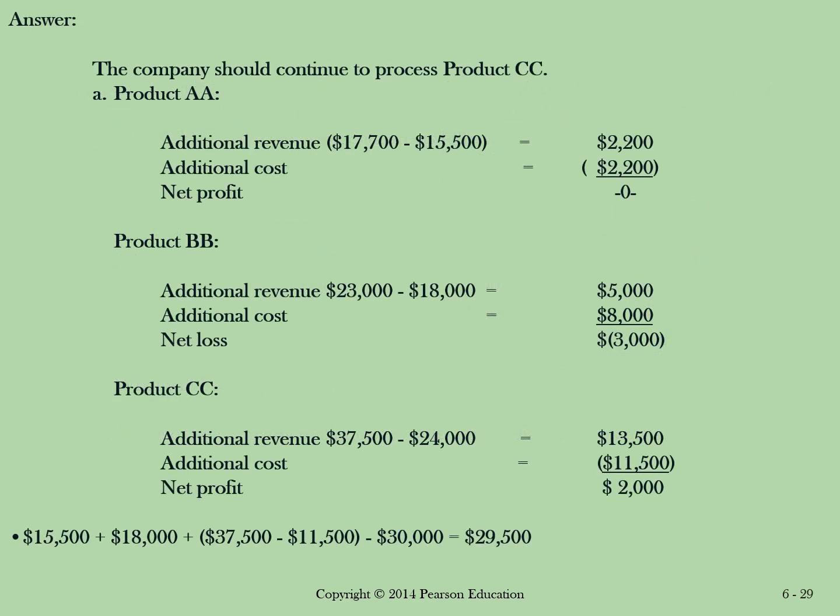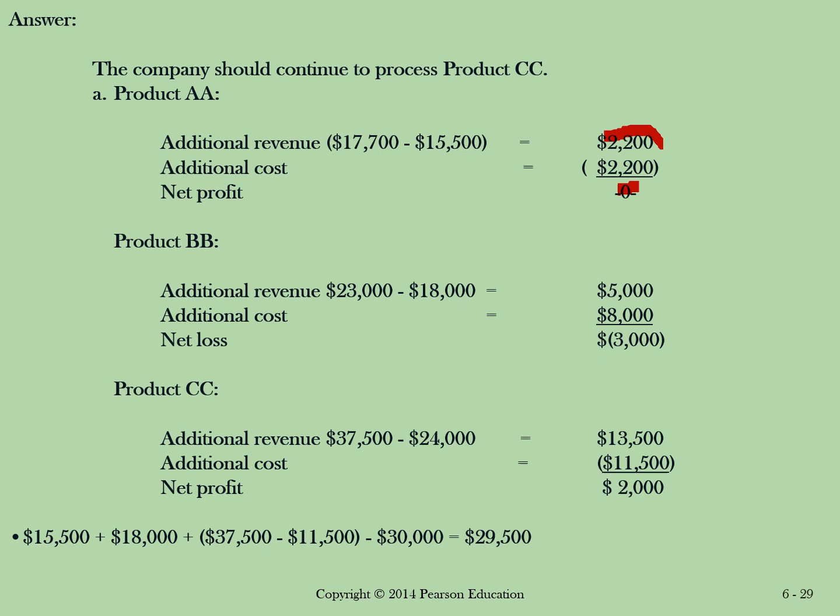So this is the first product. This is additional revenue, the difference between 17,700 and 15,500, which is 2,200. And you can find that the additional cost is the same amount. This means the net profit is going to be 0. This means it's not our decision as financial people. We will leave it to the management.